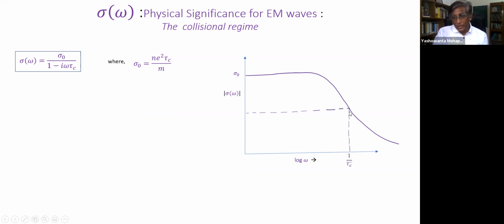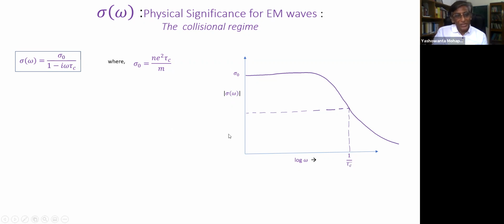So it will come down to almost half of this around approximately 1 by τc. A factor of root 2 can be there. So when omega corresponds to 1 by τc, this will be nearly half. Which means if I can do such a measurement, then I can find out my τc. All right, so this is AC conductivity.